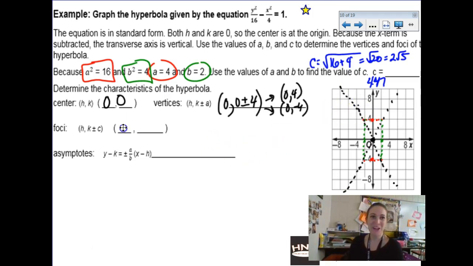Alright, foci: 0, 0 plus and minus c, which we said was 4.47, but I'll write 2 square roots of 5 here. So 4.47 would be, I don't know, right there maybe? Just remember you're counting by 2s. This set of foci are a little closer to the vertices than the last one because the distances have changed, right? That auxiliary box is more vertical and horizontal this time.